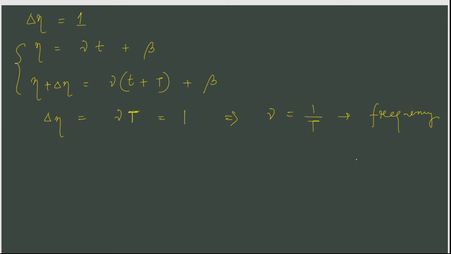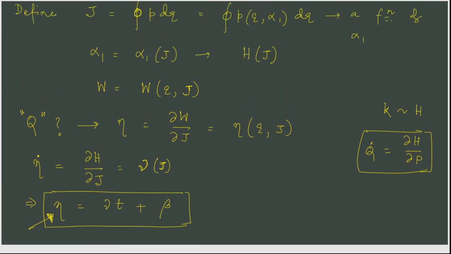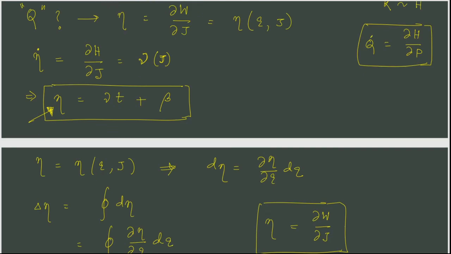So this is quite useful information, that we find the frequency. So just to look at the derivation once more, we found our generalized coordinate eta and we found its rate of change is given by nu. Nu is a function of J. It could be constant or in general is a function of J. So as such, eta as a function of time is nu t plus beta. And we found that nu to be the frequency.